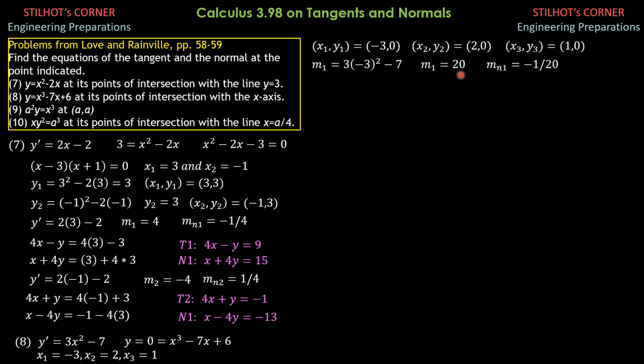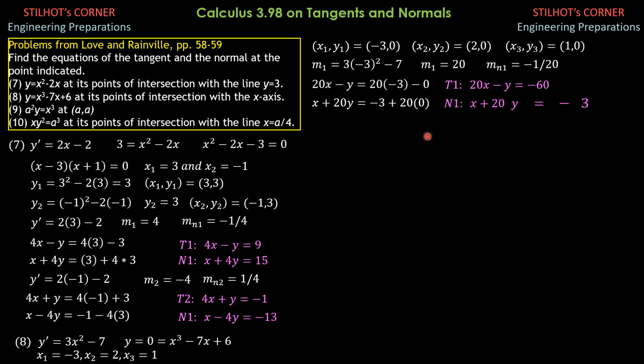20x minus y equals 20 times negative 3 minus y1, which is 0. Does not affect. So 20x minus y equals negative 60. That's the first tangent. For the first normal, x plus 20y equals negative 3 plus 20 times 0. So x plus 20y equals negative 3.